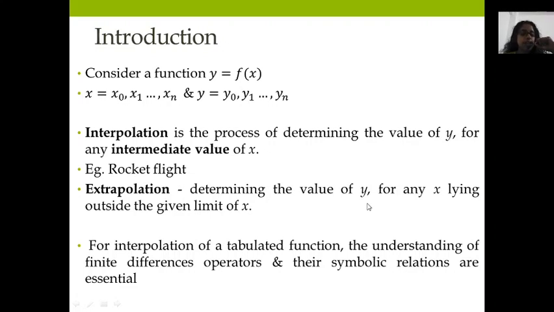For the better understanding or better performance of interpolation, we should have a thorough knowledge regarding operators known as finite difference operators. And their symbolic relations are also essential. So there are various types of finite difference operators. We are now going to see separately each of these operators, finite difference operators. So let us see one by one.